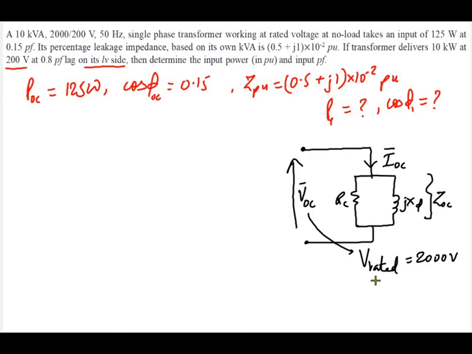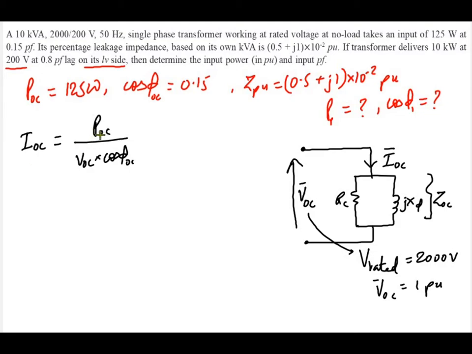So in per unit, we write it as VOC in per unit. It will be 1. Okay. Now, how we can calculate this IOC? This IOC will be equal to, the magnitude of IOC can be calculated as, it is POC upon VOC into cos phi at open circuit condition. So we need to calculate this IOC in per unit.